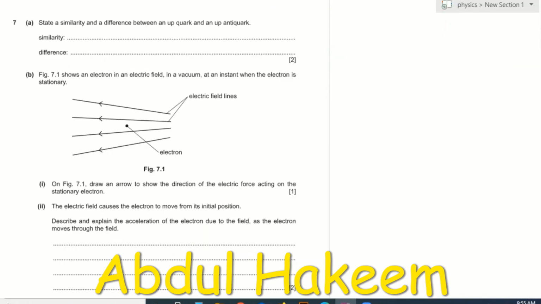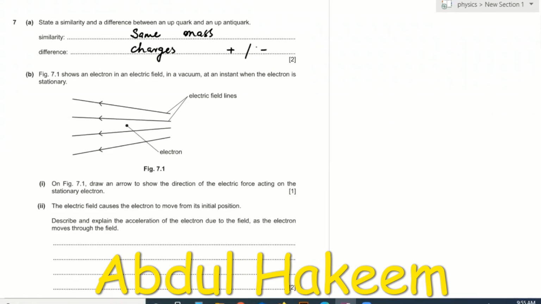Now, the next question is, state the similarity and the differences between an up quark and an up anti-quark. What's the similarity? They have the same mass. And what's the difference? They have opposite charges. One has positive and the other has negative.